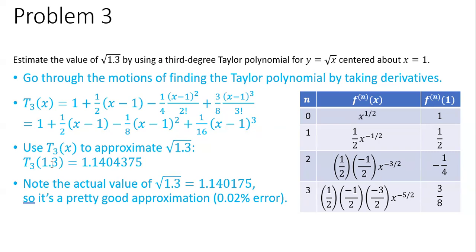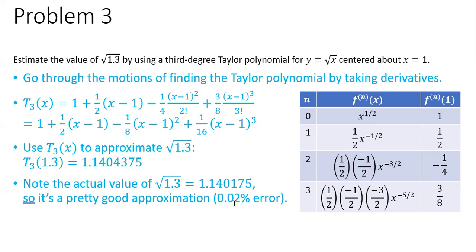So T3 of 1.3 is, you just need a calculator for this, 1.14043755, something like that. Now this is just for learning purposes, but if we actually put the square root of 1.3 in a calculator, it's this much. So look at our approximation, look at the actual value. It's pretty close. There's 0.02% error. That's pretty good.